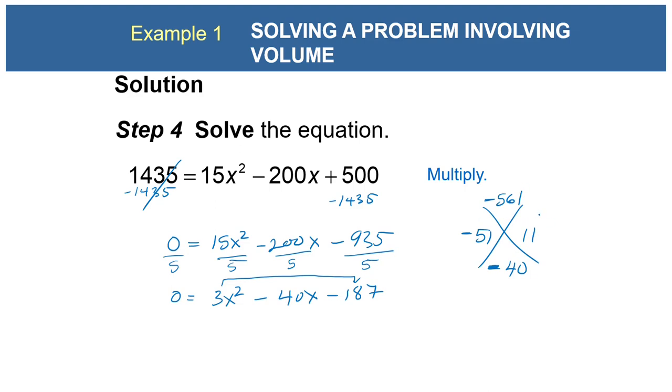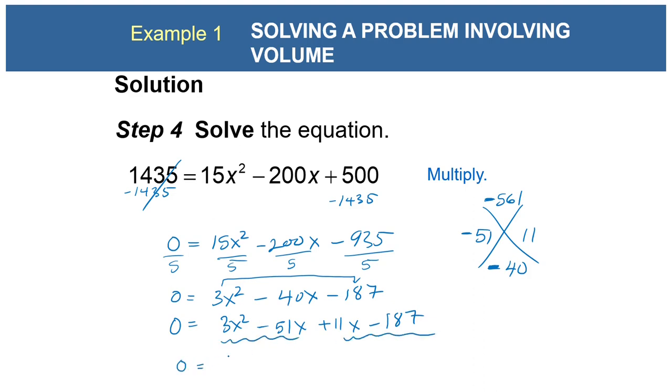So it took me a while, but I got the numbers. These two numbers multiply to get negative 561, and they do add up to get negative 40. So use your calculators and guess these numbers. Now what that means is I could rewrite this as 3x squared minus 51x plus 11x minus 187. Now we could do factor by grouping.